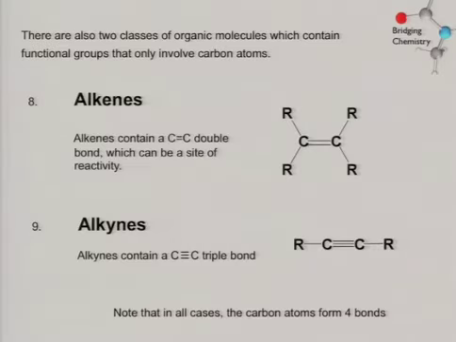But still note that in both of these, all the carbons are attached to 4 things. They're forming 4 bonds. They're not attached to 4 things necessarily. In the case of an alkyne, each of the carbons is only attached to 2 things, but it's still making 4 bonds. Which is our little rule that we said had to be followed.